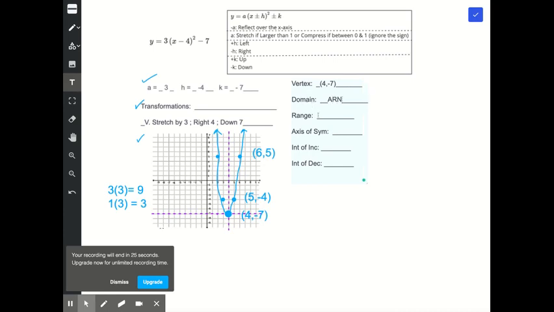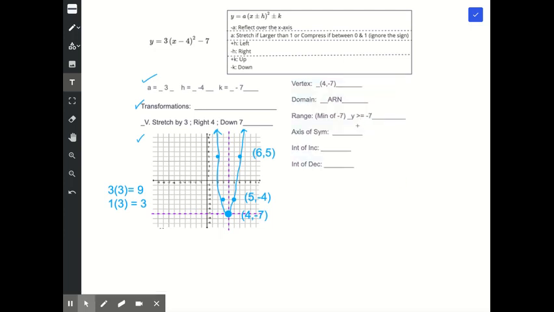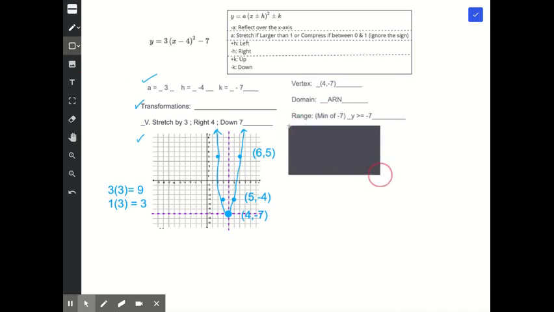And my range, I'm going to put some notes to myself. I have a min, right? I can't go any lower than this over here. I have a min of -7. I can't go any lower in my graph than -7. There is no -8. So my y values are greater than or equal to -7. Next up, I need to name my axis of symmetry and intervals of increase and decrease. Now I'm going to draw a nice clean box over these because these are all connected.